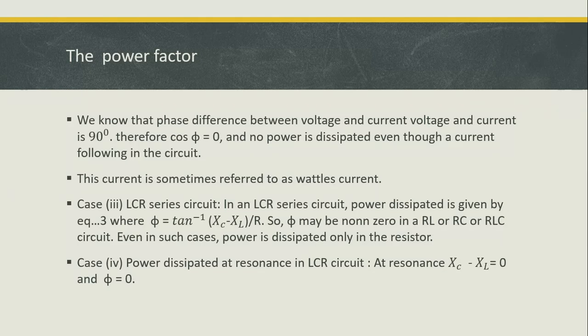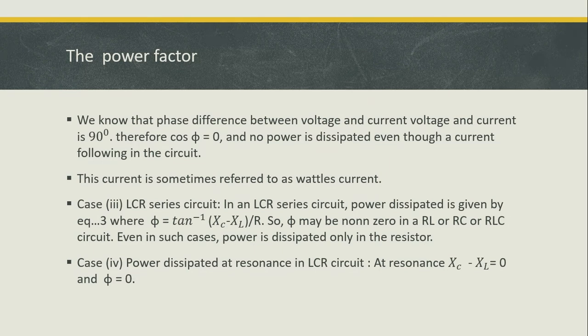See the LCR circuit. In the LCR circuit, power dissipation is given by our equation number 3, where phi is equal to tan inverse of (XC minus XL) upon R. So phi may be non-zero in an RL, RC or RLC circuit. Even in such a case, power is dissipated only in a resistor.